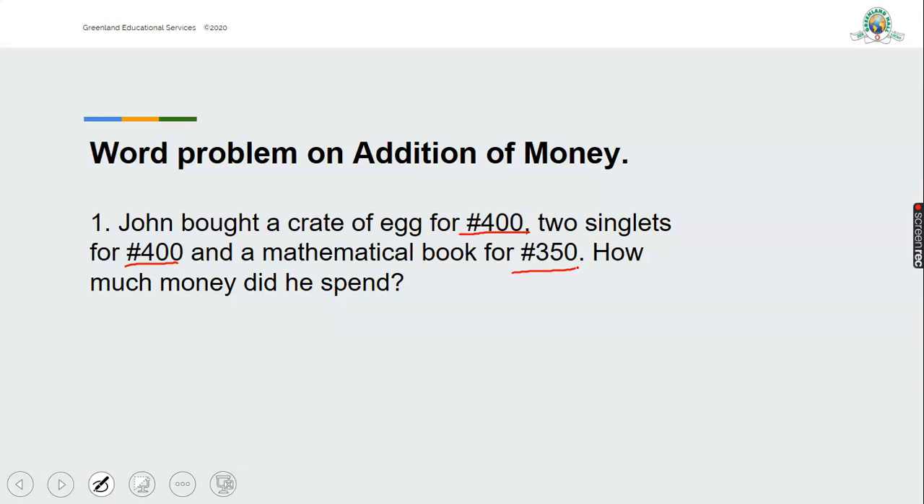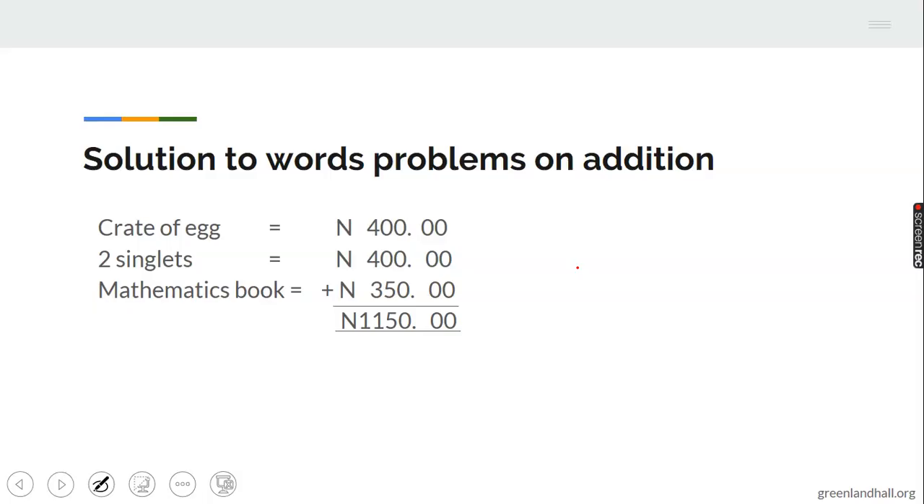I want to believe you've gotten your answer already. Okay, let's see. Now, look at this. The crate of egg costs 400 naira. The 2 singlets cost 400 naira as well. And then the mathematical book costs 350 naira. What do we do? We add them together so that we can get the total amount that he has spent. There is no kobo there. So we have 400 naira, 0 kobo. All of them have 0 kobo. So we have our 0 kobo still marked out here.